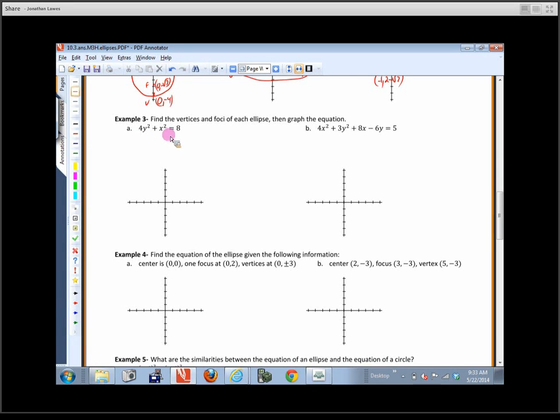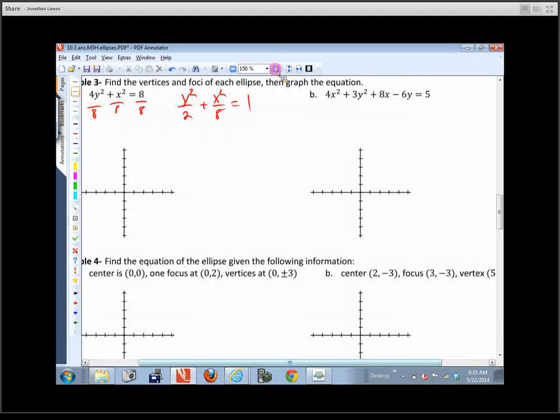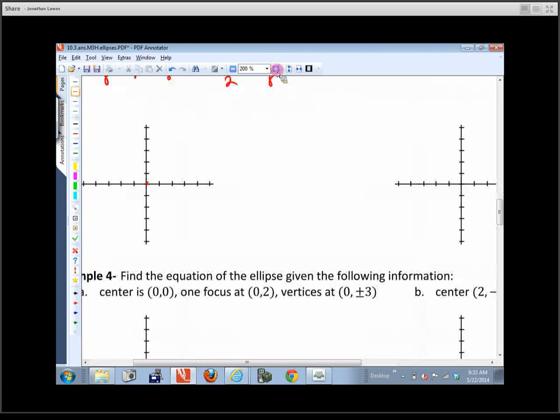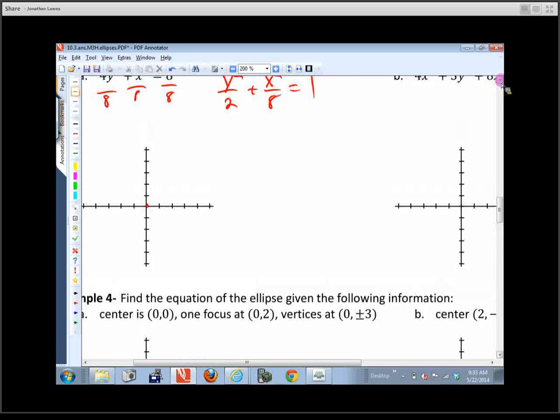But in order to get it in that form, we've got to go through and make that a 1. So I'm going to divide both sides by 8. That leaves me with y squared over 2 plus x squared over 8. And then on that side I have a 1. I'm going to blow this up again so I've got some more room. Good thing is the center's at 0, 0. In the y direction, how far are we going to go? We're going to go radical 2.